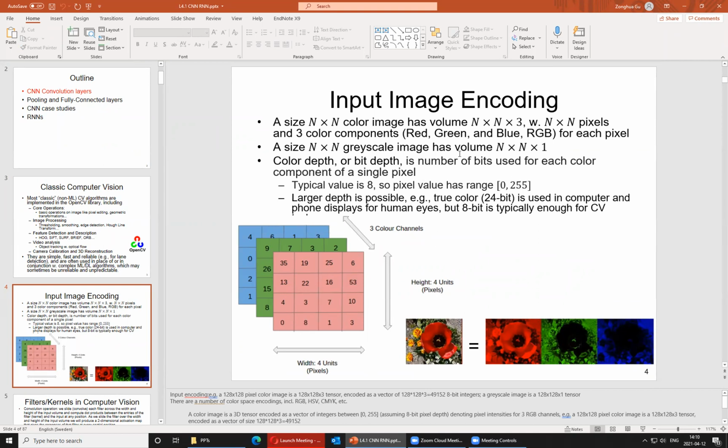If it's a color image, then it's an n by n by 3 tensor, where n by n is the image size and 3 is the 3 color channels. If it's a grayscale image, then you have n by n by 1. The color depth is the number of bits used to represent each color of a pixel. So here you can see a color image decomposed into 3 channels, red, green, and blue.